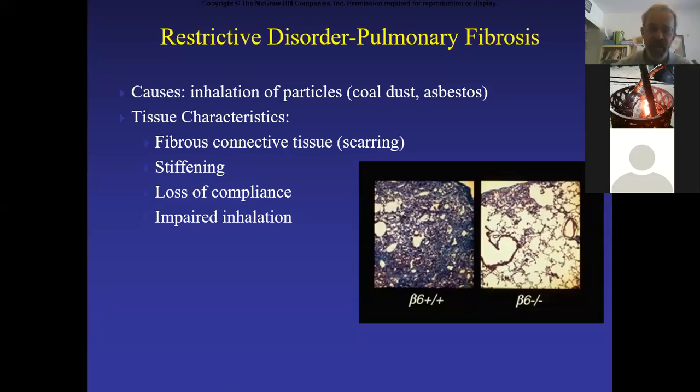That's pulmonary fibrosis. This is an example of a normal lung. These are all air spaces or air sacs. This is a lung from someone who has fibrosis. You can see all the scarring.